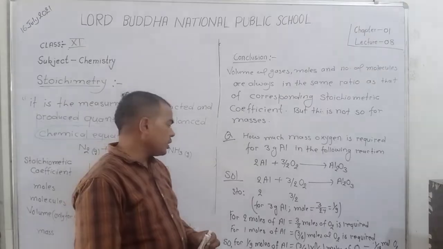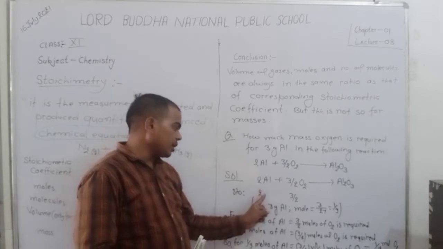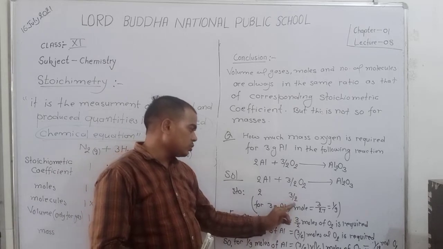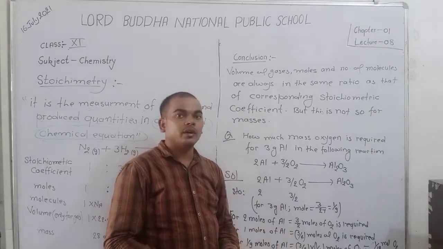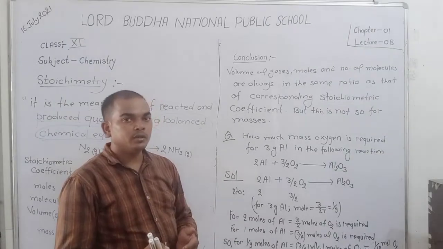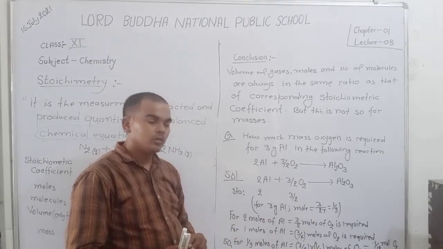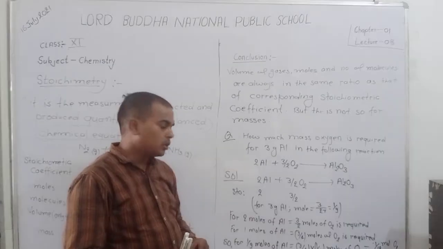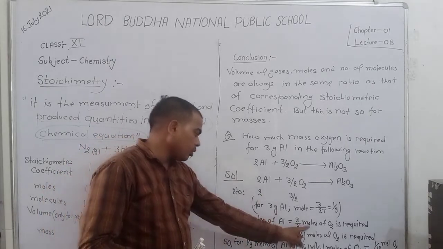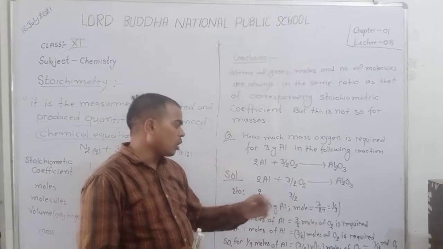Now solve. According to this equation, for 2 moles of aluminum, 3/2 moles of oxygen are required. By applying the unitary method, for 1 mole of aluminum, when you transfer the 2 to the right side, you obtain 3/4. So 3/4 mole of oxygen is required.